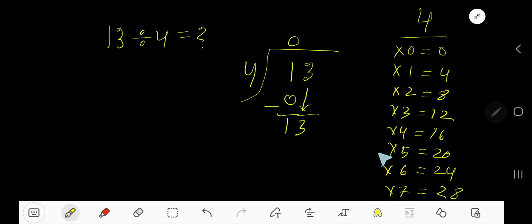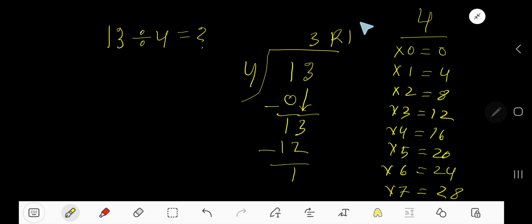Now 13. 4 goes into 13 how many times? 4 times 4 is 16, which is greater, so 3 times, that gives you 12. 3 times 4, 12. Subtract, you are getting 1. So 0, 3 means 3 actually. So 3 remainder 1 is our answer.